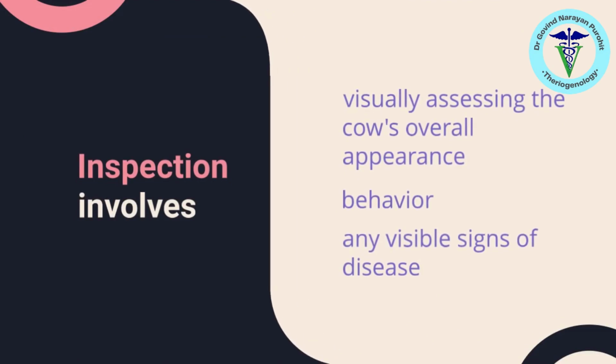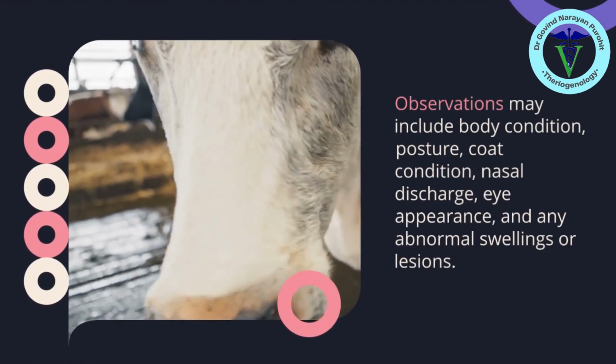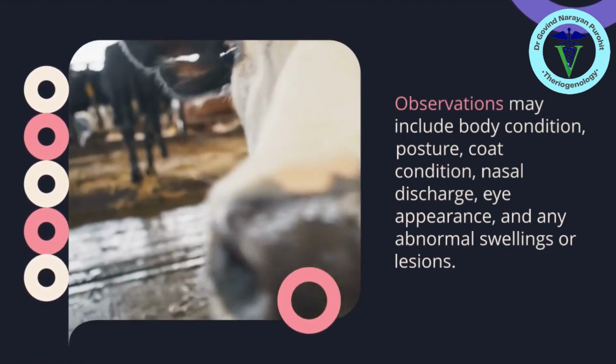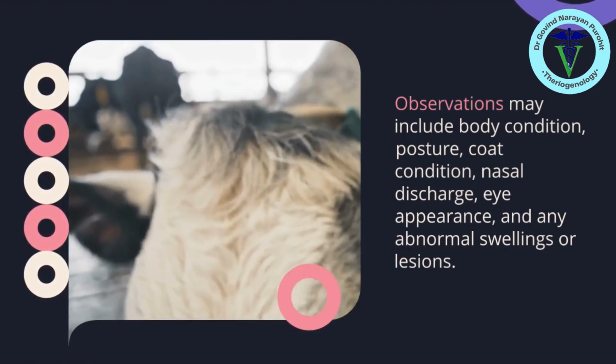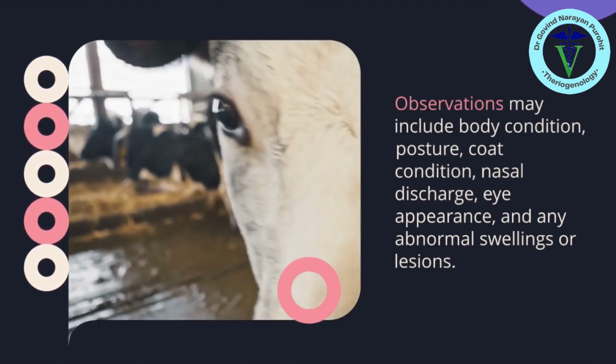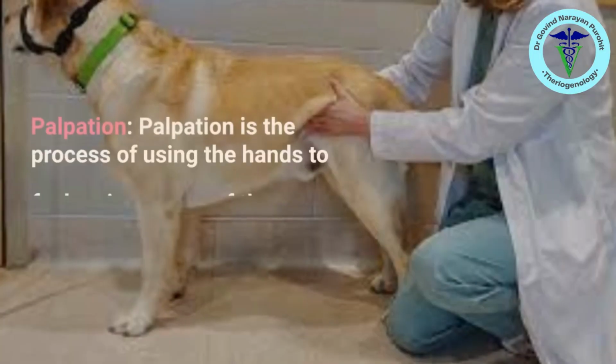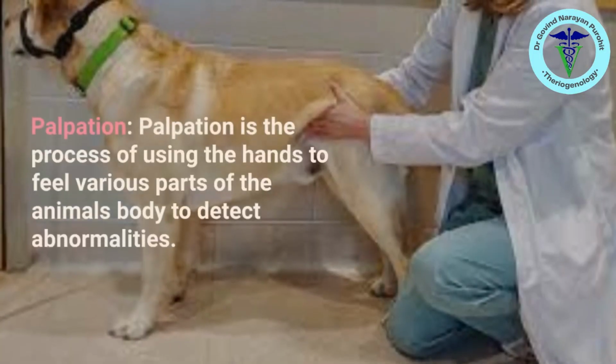So inspection involves visually assessing the animal's overall appearance, behavior, and any visible signs of disease. Observations may include the body condition, the posture, the coat condition, nasal discharge, eye appearance, and any abnormal swellings or lesions, right? So these are the methods of inspection. Then the next method is palpation.